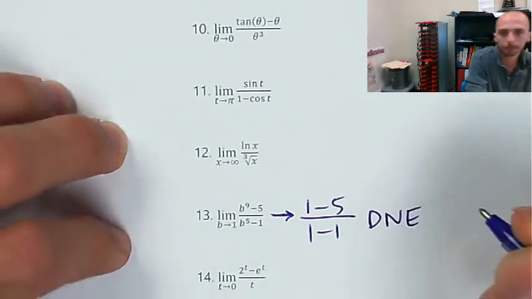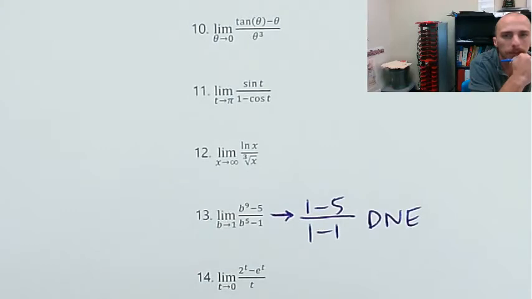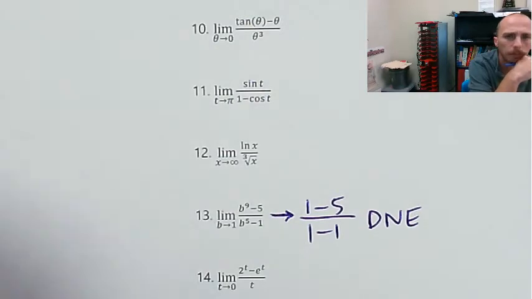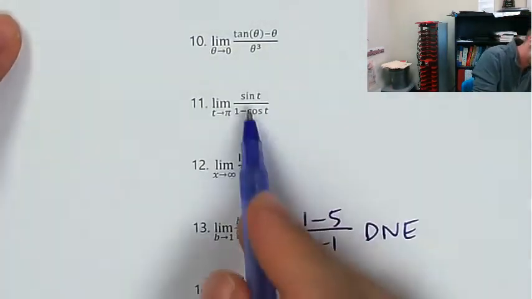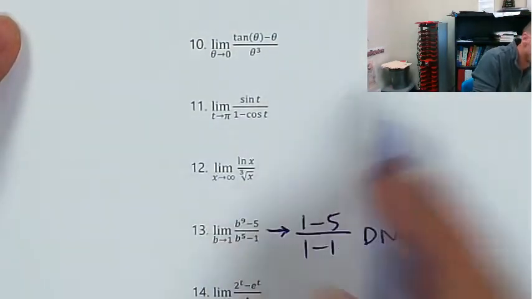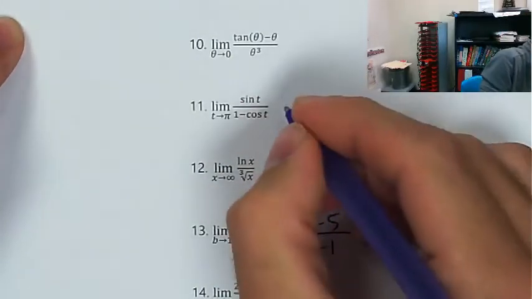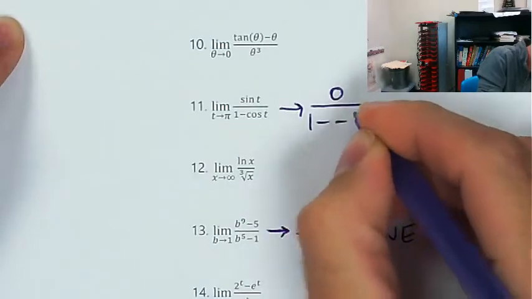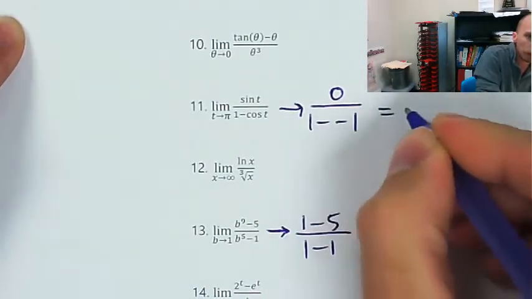Okay, so you just say DNE. It's going to be infinity from one side, negative infinity from the other. So we just say DNE. Just move on with our lives. Okay, and then this one, I think I remember that, yeah, this one is going towards 0 on top, but 1 minus cosine of pi is -1, and that's just equal to 0.